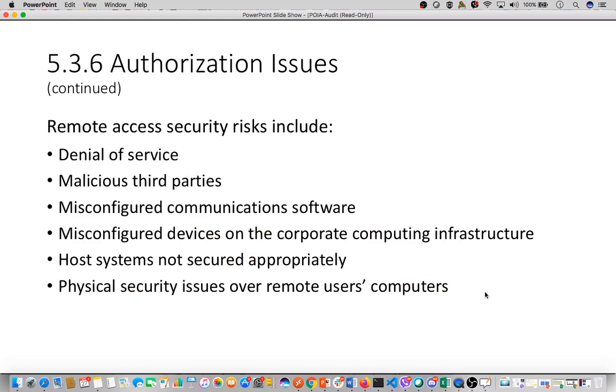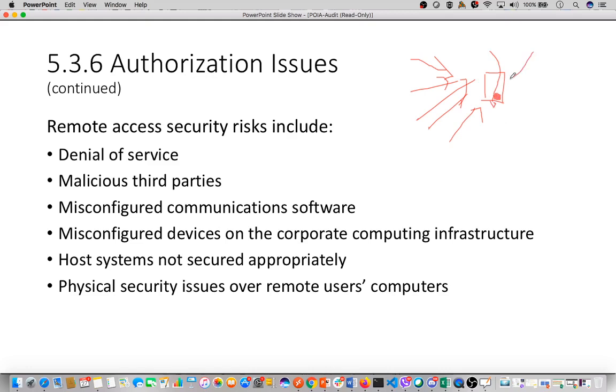Denial of service is possible. Somebody can attack one of the particular servers, whereas they can do a DDoS attack. We discussed these things, whereas a legitimate user would not be able to access it. Also, malicious third parties just place Trojan horses and things like that. Then you will get viruses and malware. And misconfigured communication software, which again results in a failure in a device. Yeah, misconfigured devices in the corporate computing infrastructure.